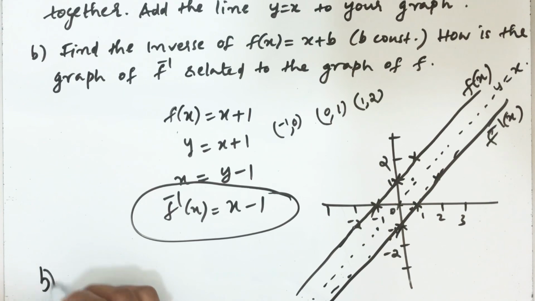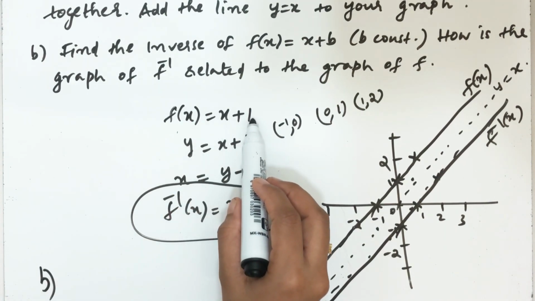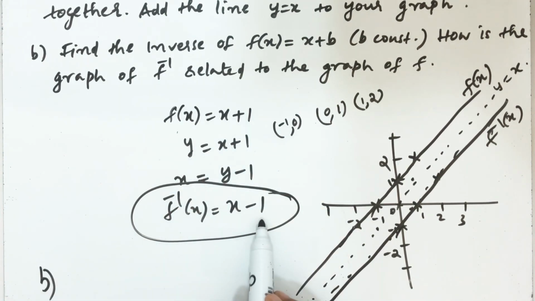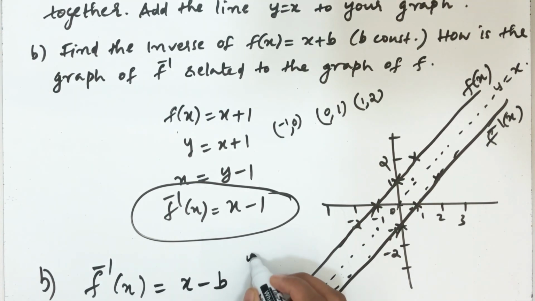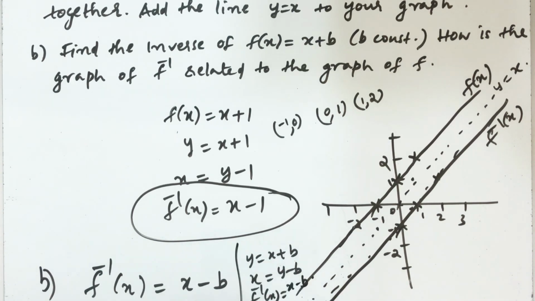Next question, find the inverse of f of x is equal to x plus b. Here f of x is equal to x plus 1, the inverse is x minus 1. So here f inverse of x is equal to x minus b. Just write y equal to x plus b, then express x in terms of y, that is y minus b. That is f inverse of x is equal to, interchanging x and y, x minus b. So f inverse of x is x minus b.